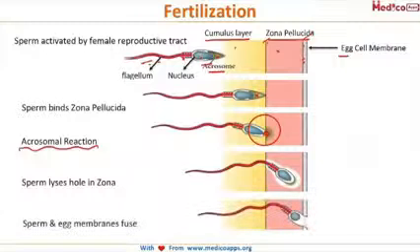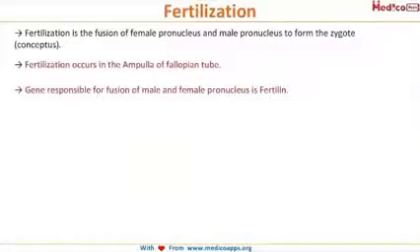And then occurs the fusion of the sperm and the egg. Now, the actual process of fertilization occurs and there is fusion of the male and the female pronucleus to form the zygote. And remember, this fertilization causes the resumption of the meiosis II that was suspended in the secondary oocyte, and this causes the release of second polar body. Now, where does this fertilization occur? It is in the ampulla of the fallopian tube, and the factor responsible for this fusion of the male and female pronucleus is fertilin present on the sperm.